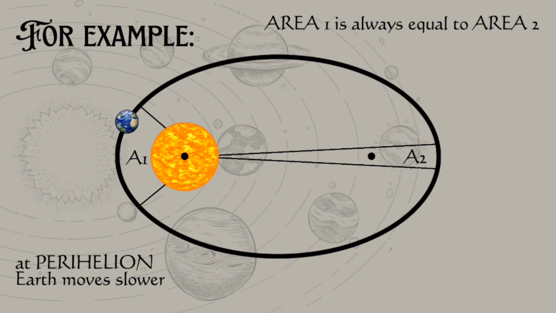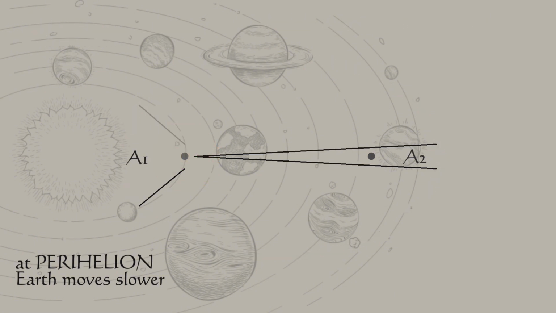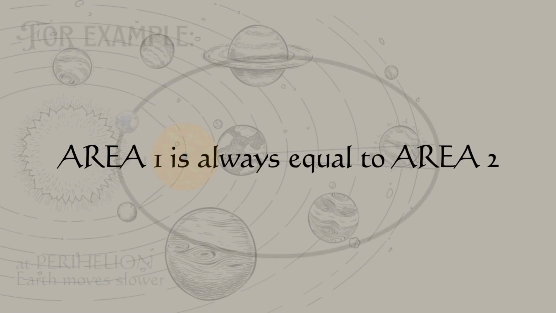This means that as Earth reaches part of its orbit closer to the Sun, the area covered by the line of movement, called the radius vector, is larger, and it completes this area faster. When farther from the Sun, the area covered by the radius vector is smaller, and the movement slows down.